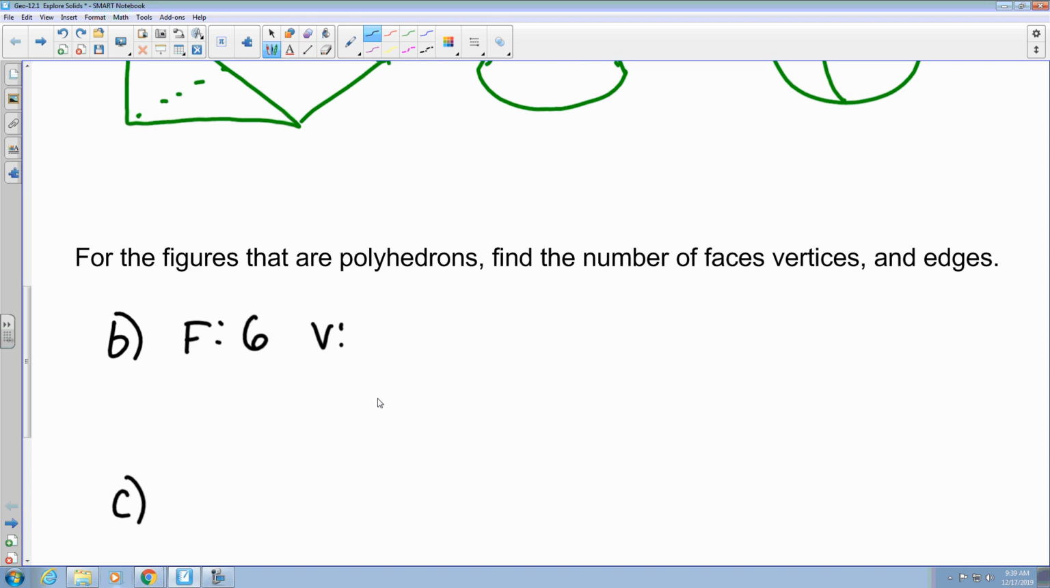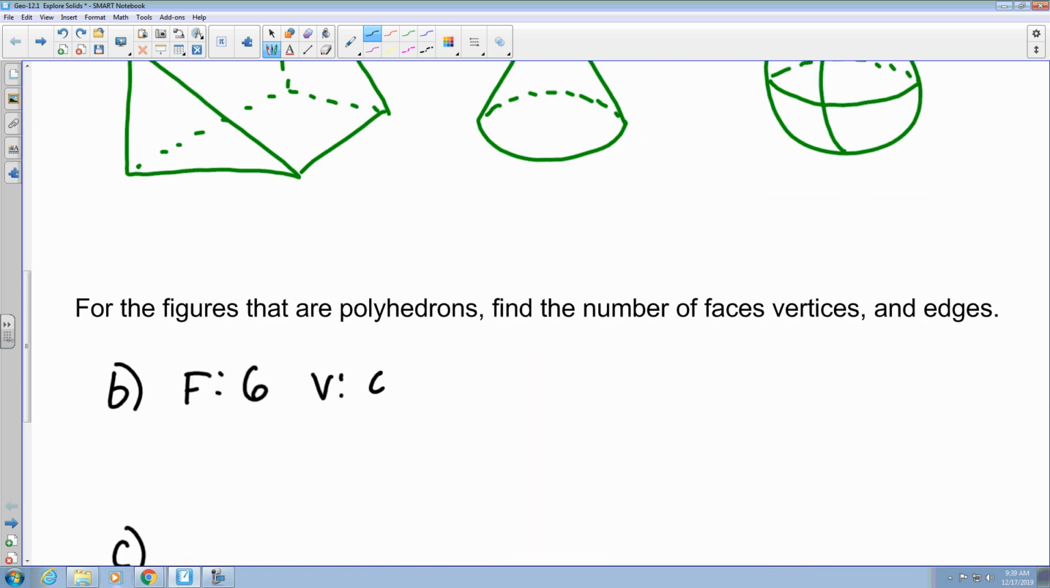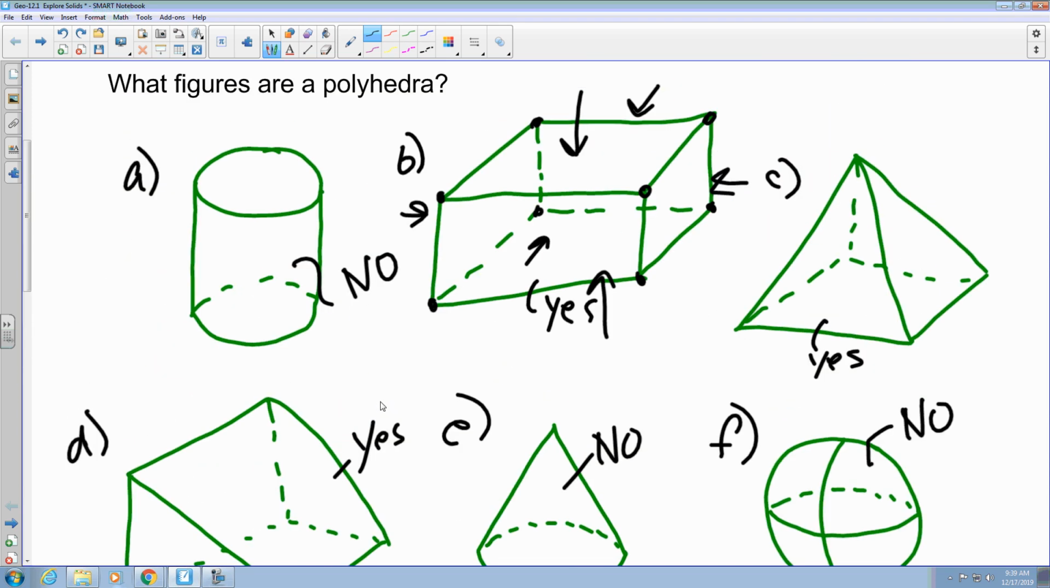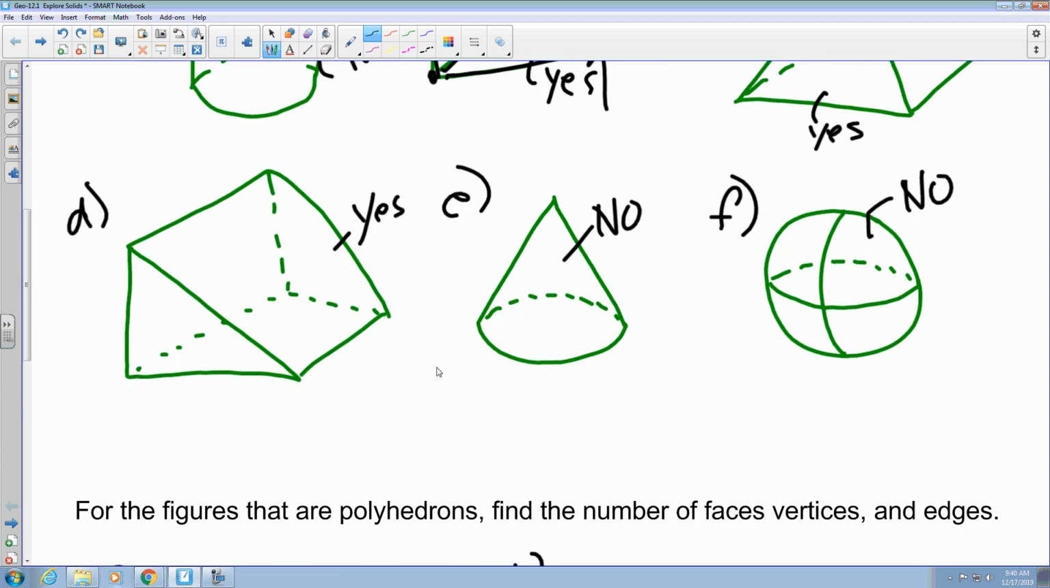The vertices are each point on the shape. So I could say I got 1, 2, 3, 4, 5, 6, 7, and 8. So I have eight vertices. And edges, so I go back up here. I got 1, 2, 3, 4, 5, 6, 7, 8, 9, 10, 11, 12. So I got 12 edges there.